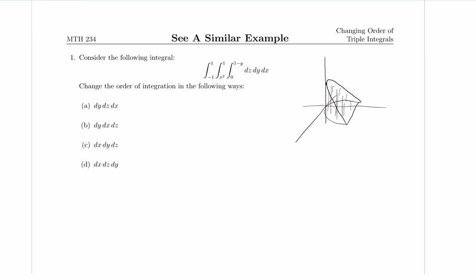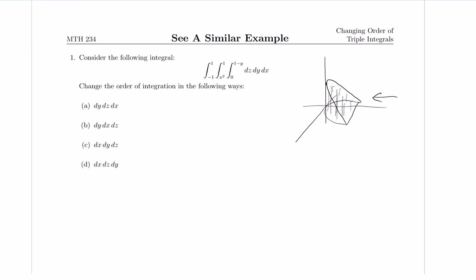Now let's try to change the order of integration in these different ways. So first, part A, we have dy, dz, dx. So since the first, or the inner part, is dy, that means that we have to look at it from the y direction, meaning imagine your eye is over here and you're looking this way. So we have to say, what's the top and the bottom? Or maybe more accurately, what's the front and the back if we look at it from this direction?